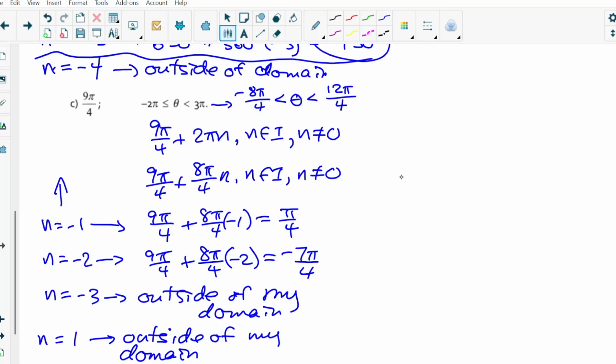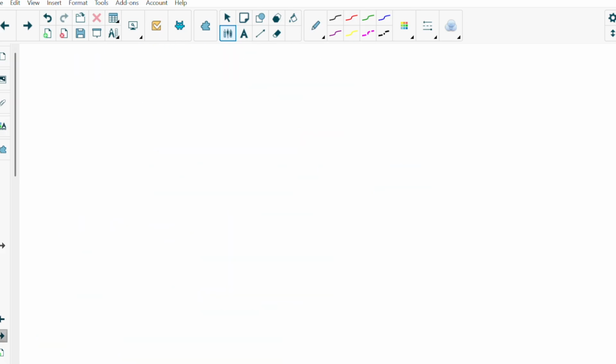Okay, so we start with 9 pi over 4. It says identify all angles that are coterminal and are within the given domain. So coterminal with itself, another one, pi over 4, -7 pi over 4, so 3 angles total. Okay, next page, folks.